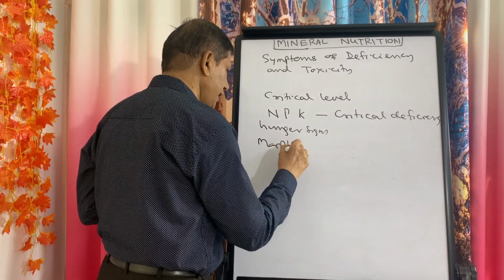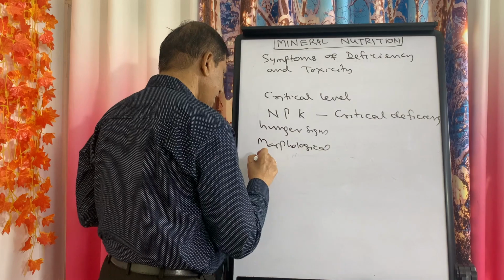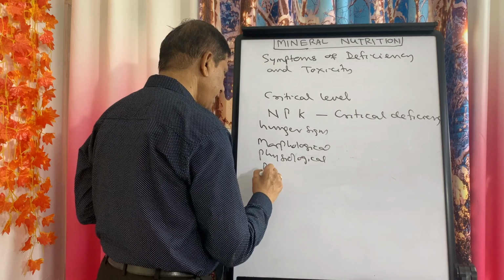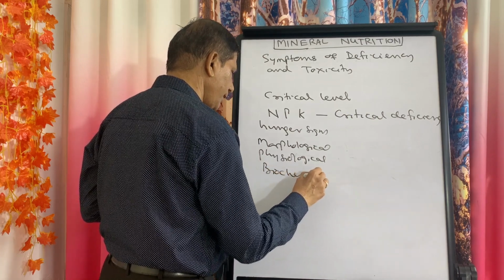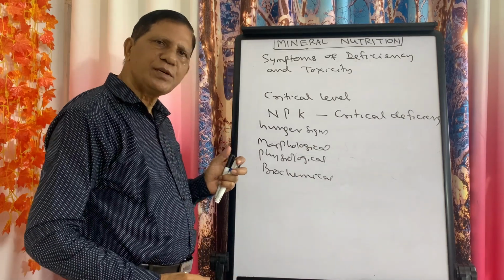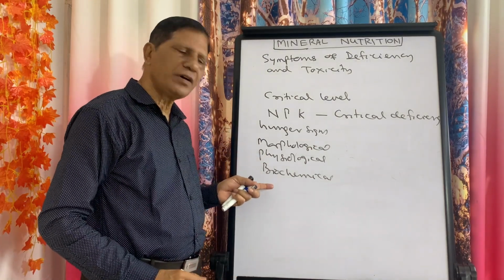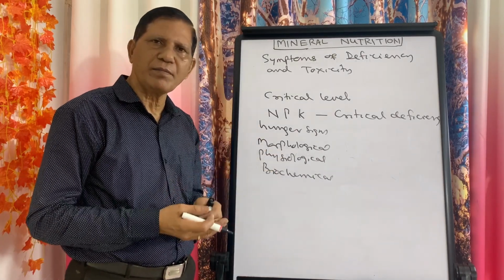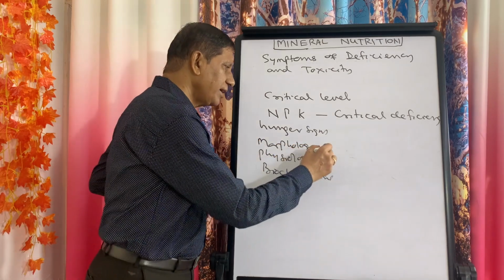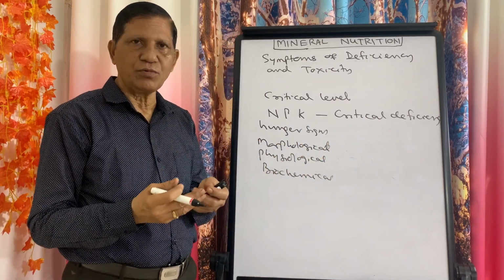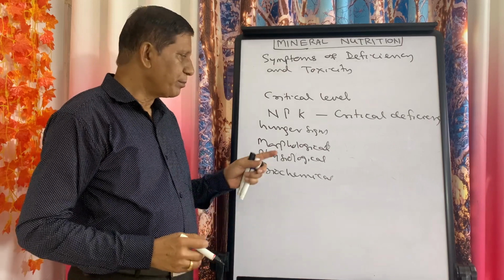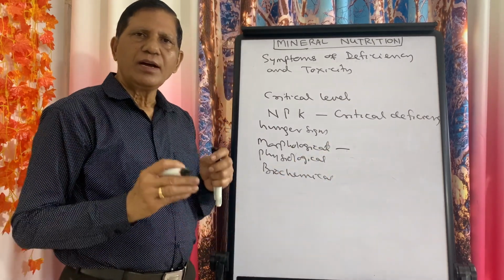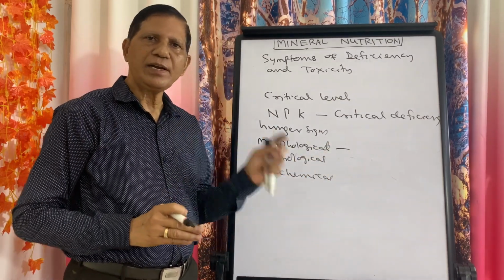Now when these symptoms appear, they may be morphological, physiological, or biochemical. But when there is some deficiency, we cannot see the physiological and biochemical abnormalities, we cannot mark those signs. But the morphological differences we can easily observe from outside. But these morphological differences that we mark from outside vary from element to element.